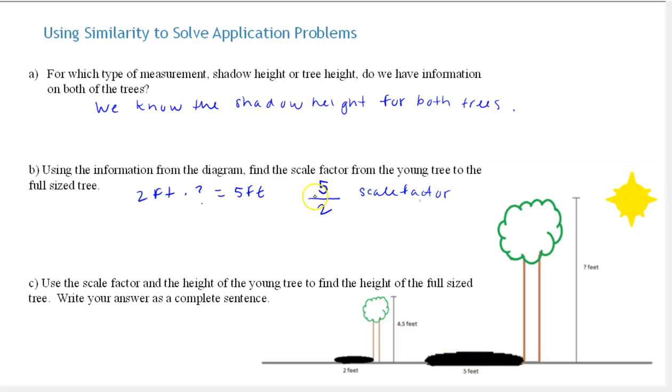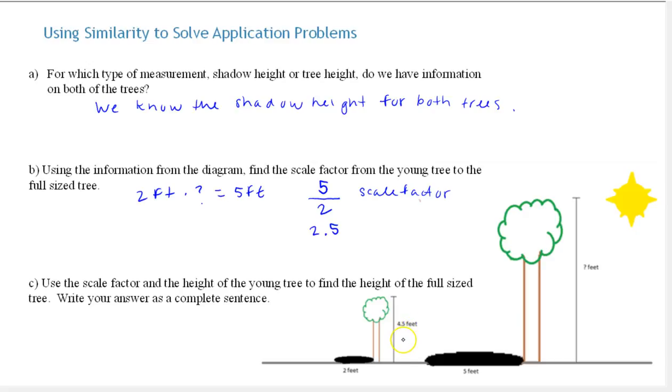So if you had written 2/5, then that would be the scale factor from the large tree to the small tree. Okay? Now use the scale factor and the height of the young tree to find the height of the full-size tree. Write your answer as a complete sentence. So let's go ahead and change this scale factor to a decimal. I'm just noticing we have a decimal here, so that will be easier.